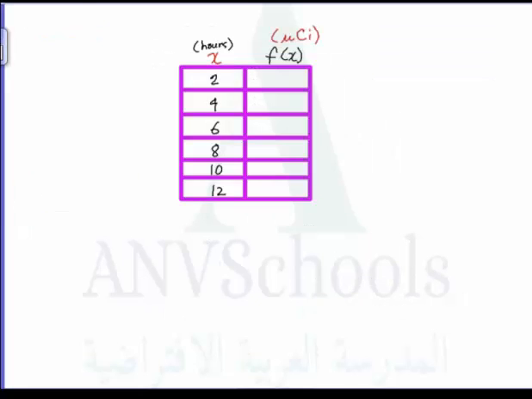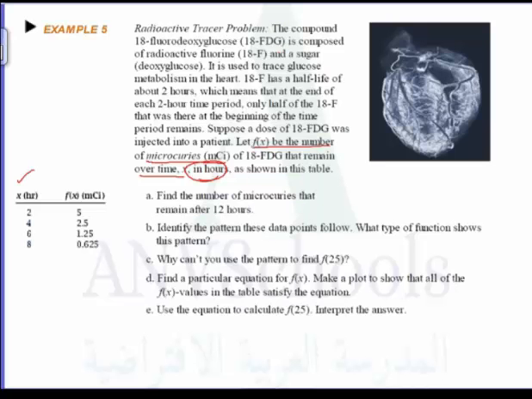And then every 2 hours, the amount of microcuries is decreasing. So the initial amount is 5. It is decreasing after 2 hours by half of the original amount. So in 2 hours again, this will become 1.25. This will become 0.625, and so on and so forth. And we are asked to find the number of microcuries that remain after 12 hours.